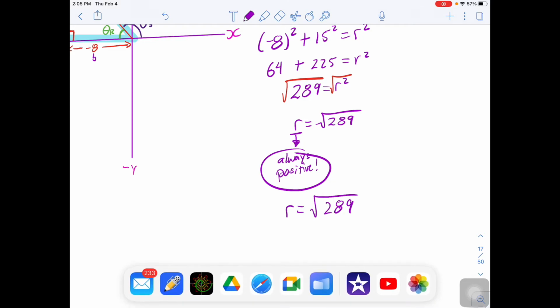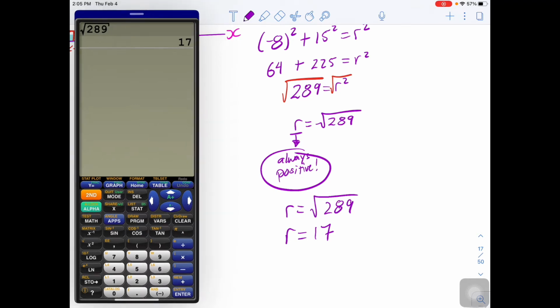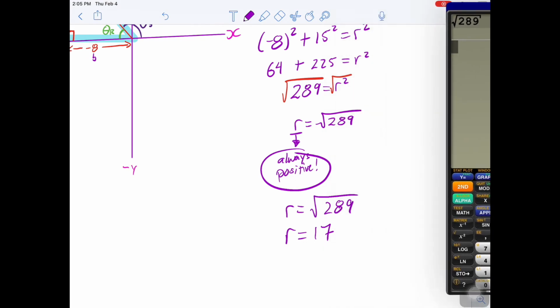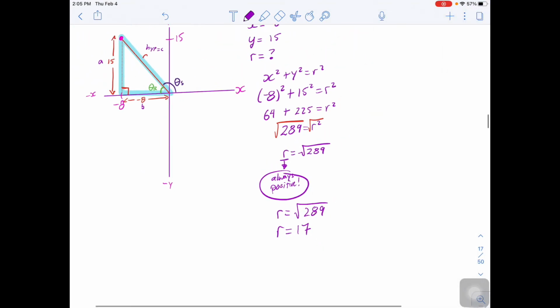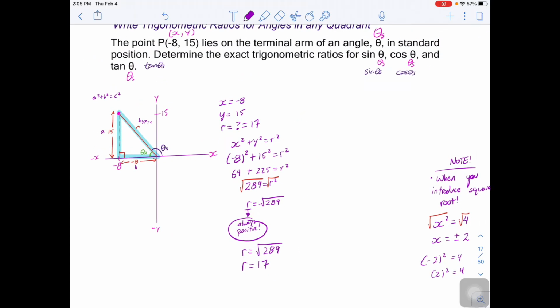Now if I plug that into my calculator, square root 289, I don't believe that that is a perfect square. Oh, it is, look at that. So I guess we will keep it as 17. If it wasn't a perfect square, then we'd be having another conversation about possibly simplifying it, but not putting it as a decimal. So now we have our x, y, and our r values.